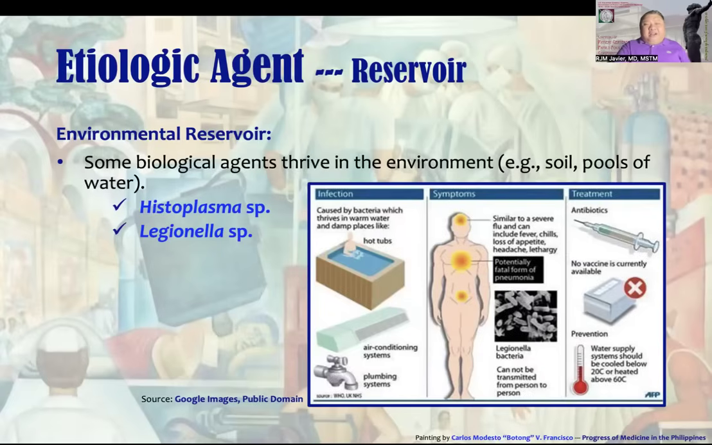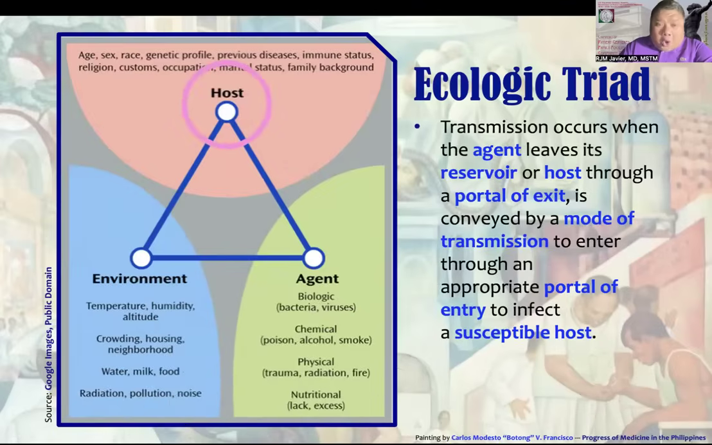Then I've mentioned this, the environmental reservoir. I've mentioned about Legionella pneumophila, or sometimes even your histoplasma. Histoplasma is often seen in bat excreta. If you are a spelunker or a cave explorer, and you get to be exposed to dung or to the excreta of your bats inside caves, the bats can contain this fungus, your histoplasma, that can also cause skin manifestations.